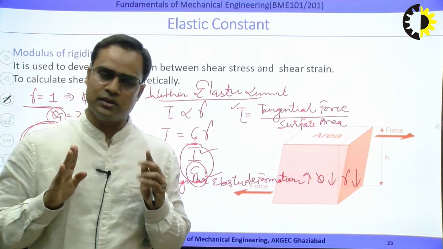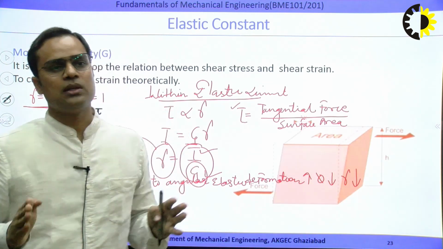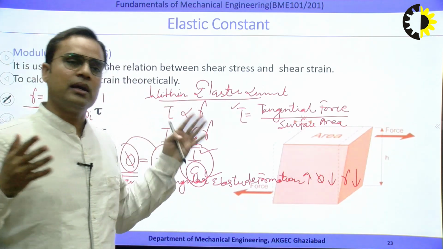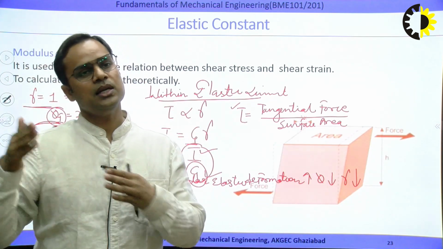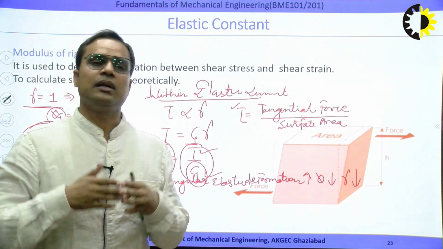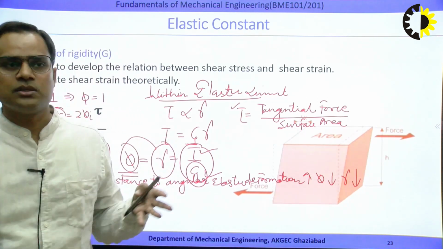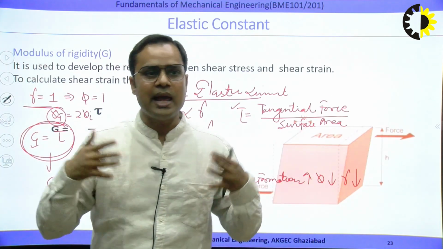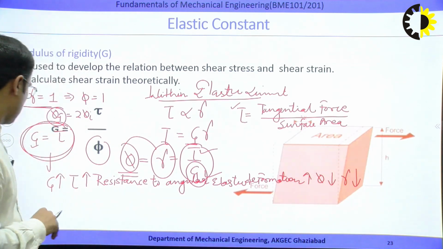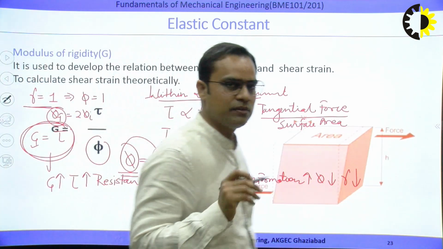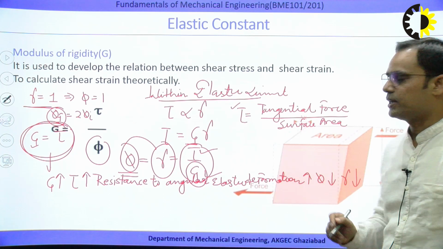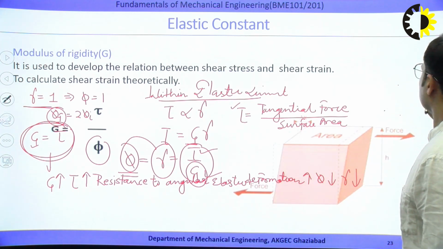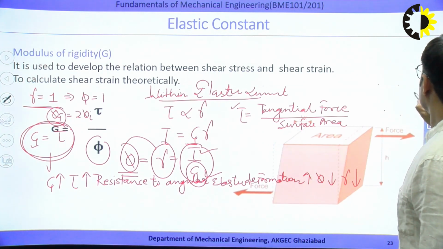The same way we have defined the modulus of elasticity, same way we can define the modulus of rigidity. The only difference is in case of modulus of elasticity, we are developing relation between normal stress and normal strain. Here we are developing relation between shear stress and shear strain, right? In case of normal strain, there is a dimension change only. In case of shear, there is a shape change. That's why we have to consider the angular dimension here. Okay, I hope it is clear to everyone what is the significance of modulus of rigidity.